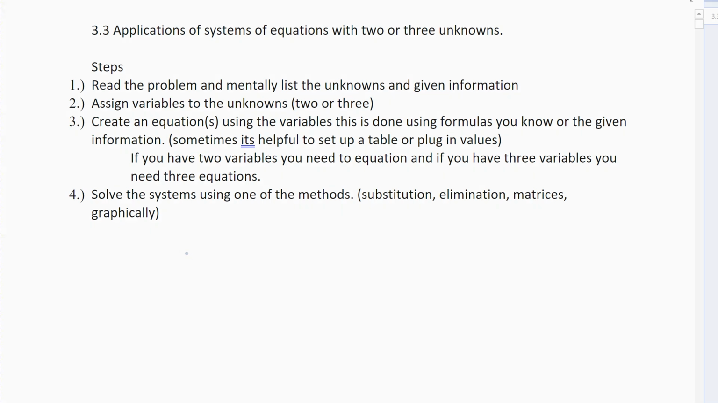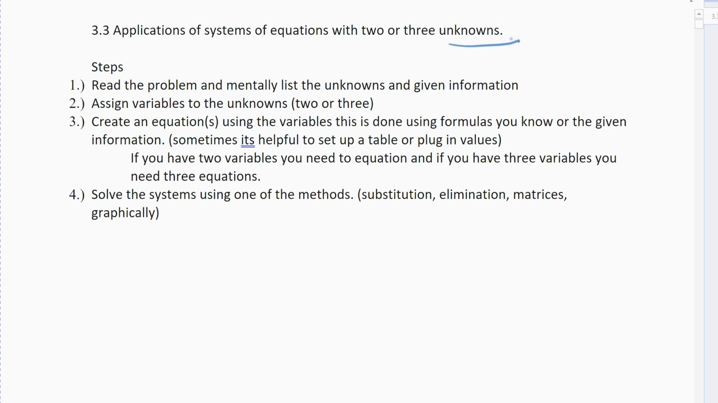Okay, the whole reason to solve, so we spent the first two sections learning how to solve systems of linear equations. And those were leading up to 3.3, which is the big section in chapter 3. This is applications that involve systems of equations with either two variables or three variables as unknowns. And those are what we usually want to solve for.